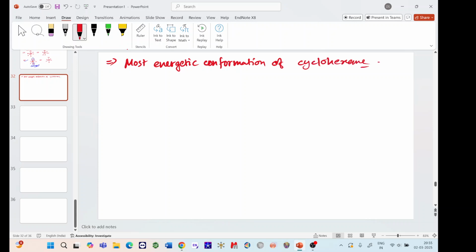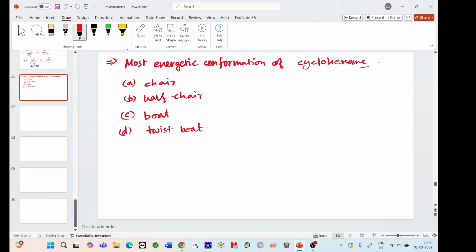So you need to find out the most energetic conformation of cyclohexane: chair, half chair, boat, and twist boat. Which one will be the right answer?